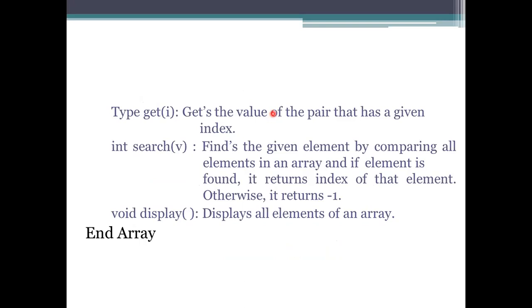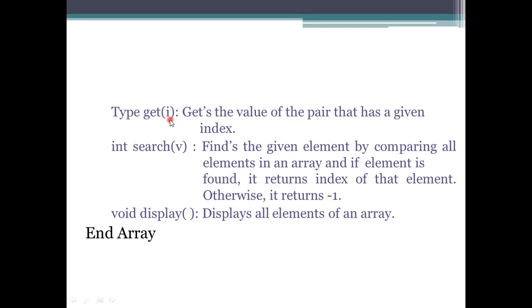Coming to the next one, the inserted values have to be accessed. Accessing is done by the method get of i, where i is the index. The value residing at that index will be displayed. If you are searching for a value, we need to give the value, where v stands for the value and i, as above, is for the index. So the value residing at the index is obtained by get of i. If you are searching for any value, we go for search of v.